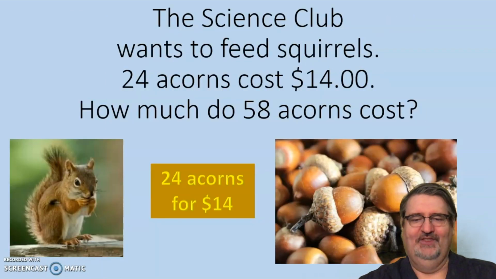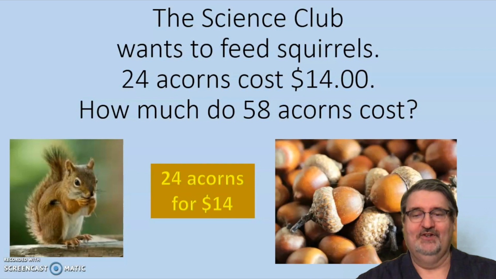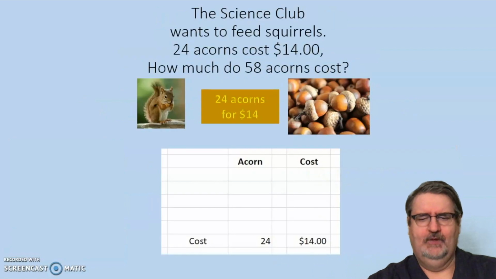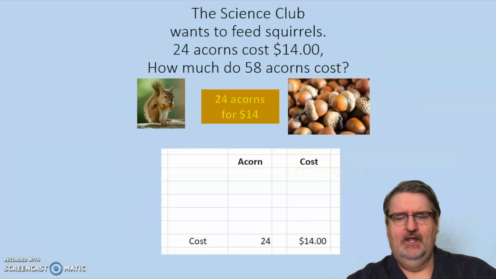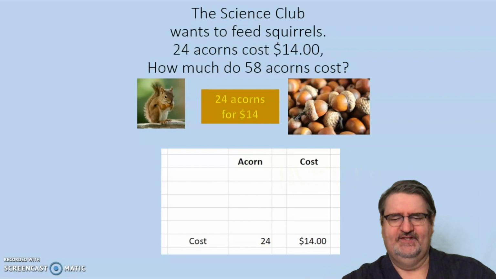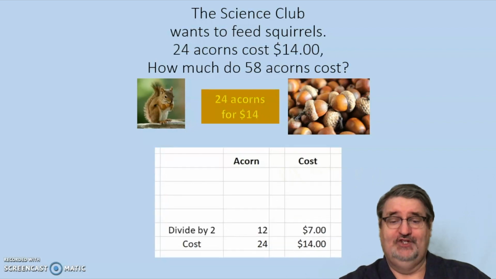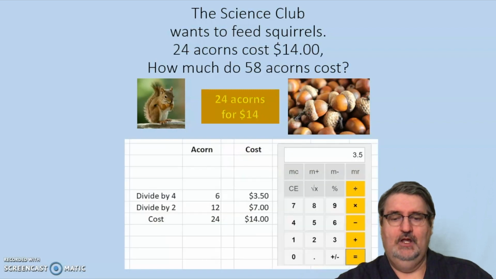Well, let's look at this one. The Science Club wants to feed squirrels. 24 acorns cost $14. How much do 58 acorns cost? We're going to use a chart, and we have 1 column for acorns and 1 column for cost. 24 acorns, $14. When we divide by 2, a common factor, we get 12 is $7. When we divide by 4, we get 6 acorns, or $3.50.